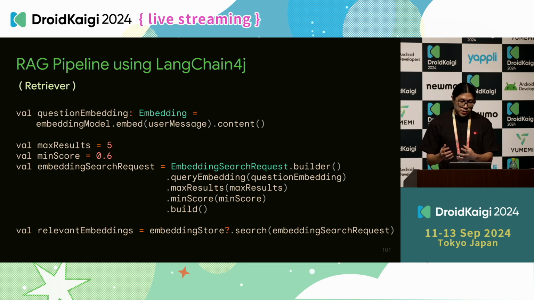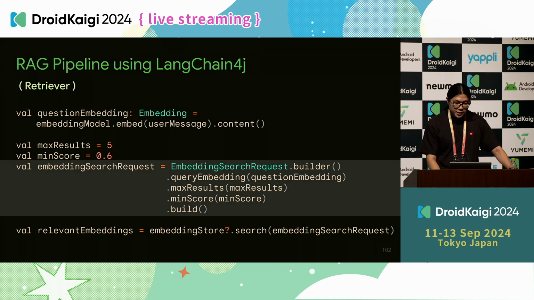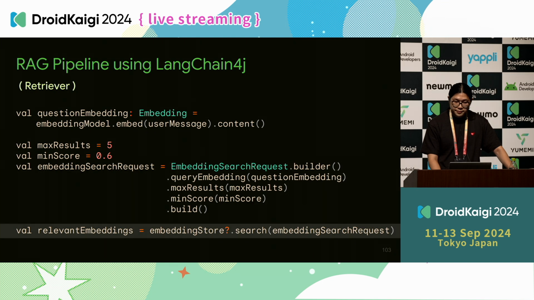Next is the retrieval step, where we get chunks through similarity search when the user query comes in. We set the search options: how many pieces of data to retrieve and the minimum score for filtering. We perform a search in the vector store based on the configured embedding search request.